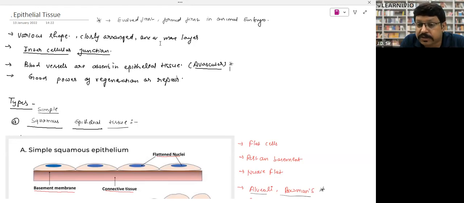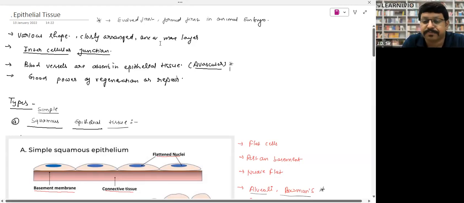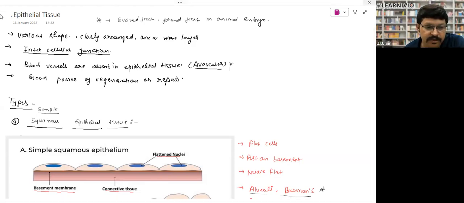One more thing: for DNA fingerprinting, we take swab cells. This is the third important point. If you want to do DNA fingerprinting, they take out the swab cells from the mouth. Got it?